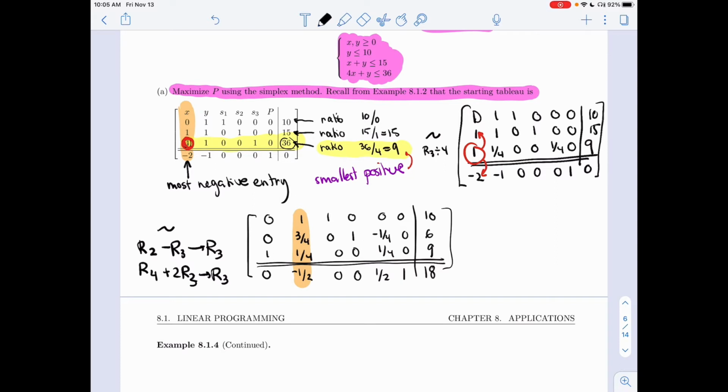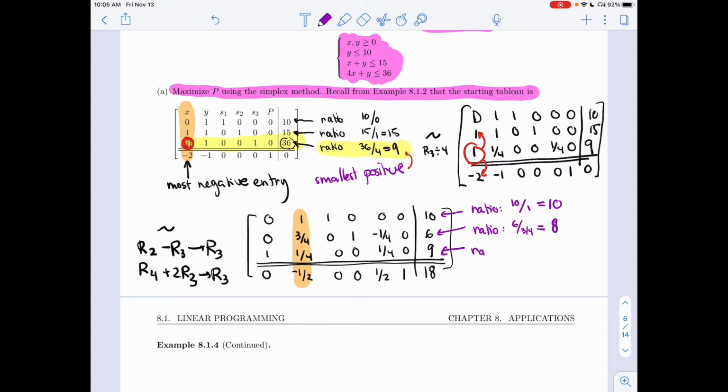Now you need to look at the ratios again. So let's look at the ratios here. Always the constant divided by your most negative column. So this one would give you 10. Here, I would have 6 over 3/4. That's 2 times 4, that's 8.